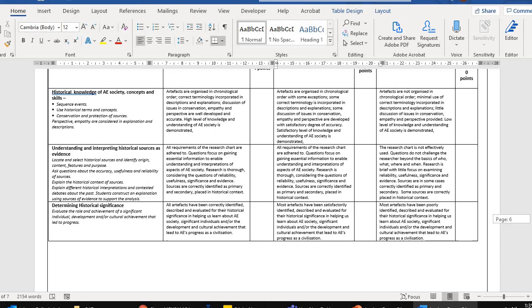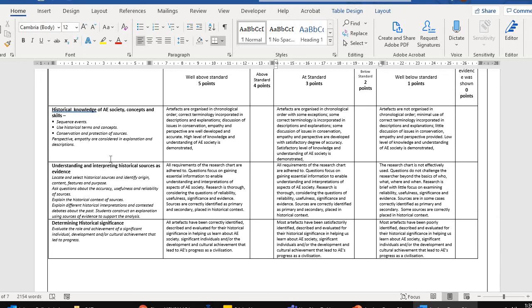So here's the rubric here, right? So this is what the rubric looks like. You should be looking at this section here. So artifacts are organized in chronological order. You've done all the relevant information. You've actually put in a good amount of detail. This one here, all the requirements of the research chart adhered to.